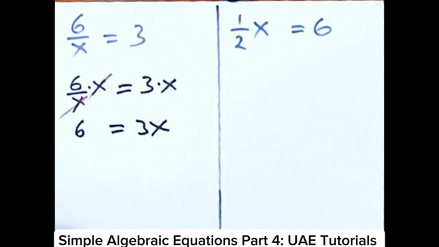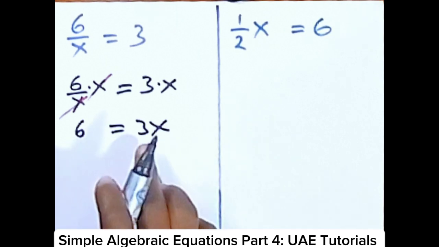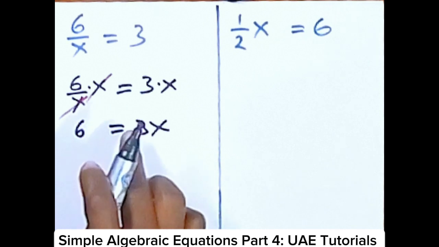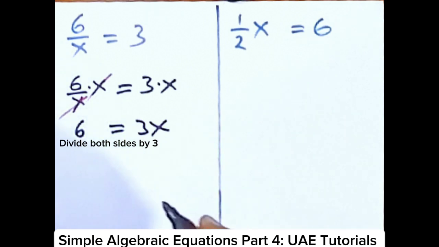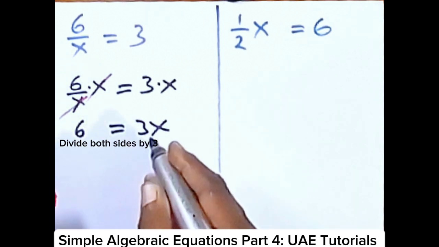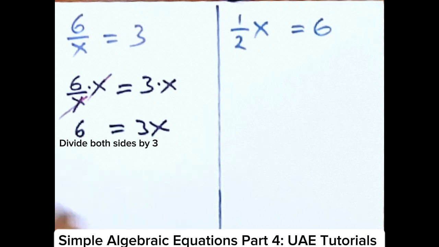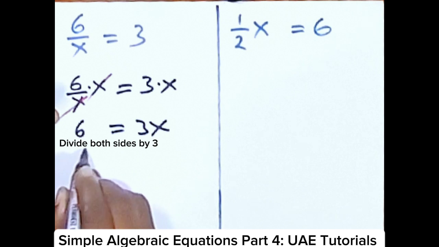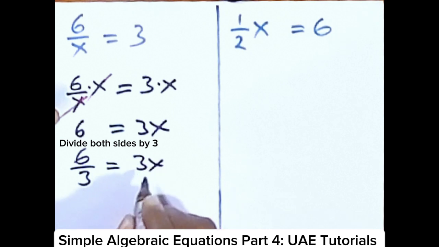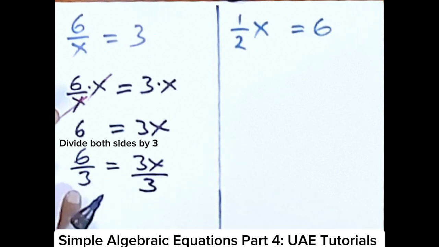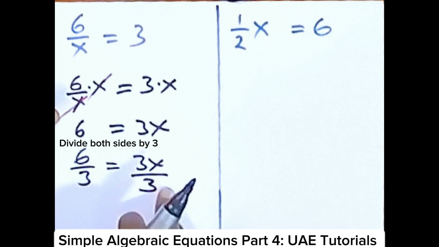At this junction, what am I going to do? Because I have 3 attached to the x, this is a multiplication bond, I will now use another division bond to knock off that 3, because I want x to be free on one side of the equation. So here I'm going to say 6 over 3 equals 3x over 3. Yes, I divided this side by 3. I also have to divide this side by 3. And the reason I did that is because I want to knock off this 3.